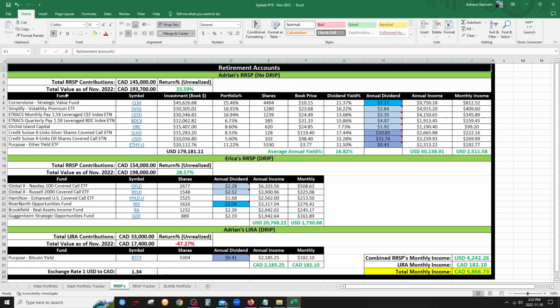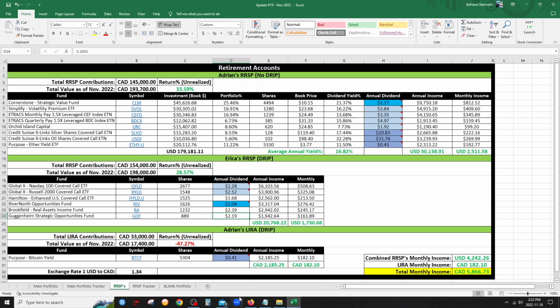So when it comes to tracking, let's do Erica's RSP and my LIRA, simply because it's on DRIP, I don't really track or care to track the average cost base or the book price like I do for mine, because it would be very complicated, hard to track, and annoying to update. So the only thing I really track is how many shares I have of each fund, what is the annual dividend rate. And of course, some annual dividend rates, and you could see that here, change or vary. So you have to check the comments if you want.